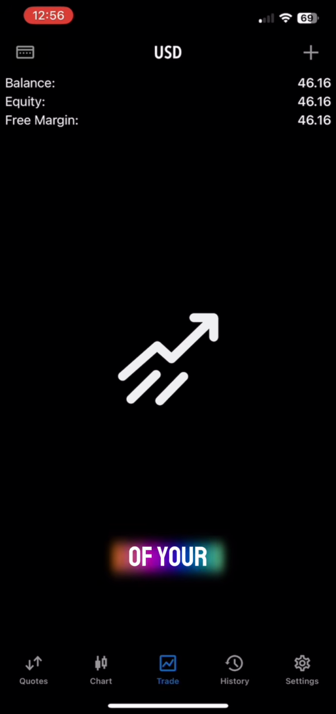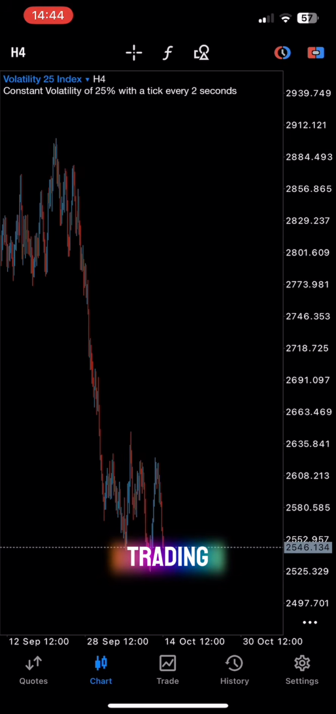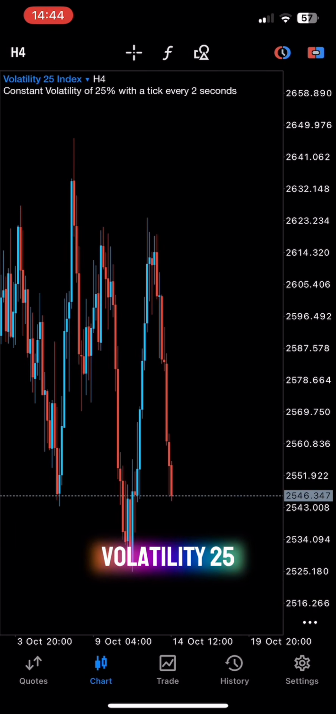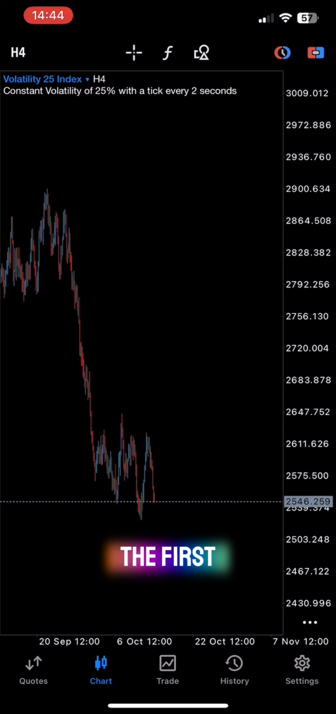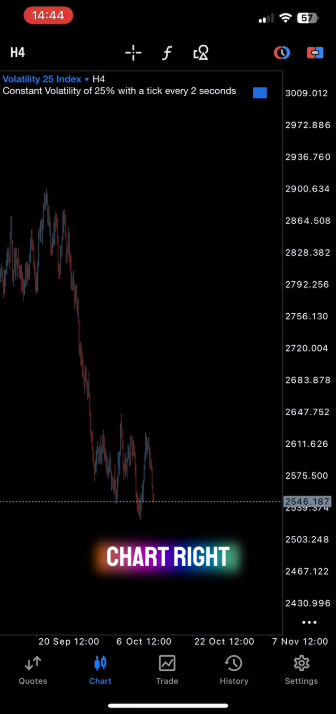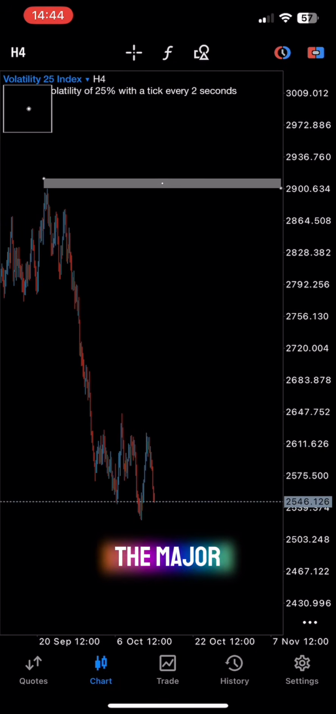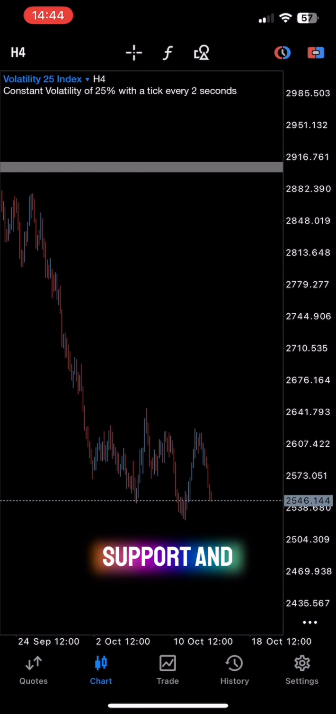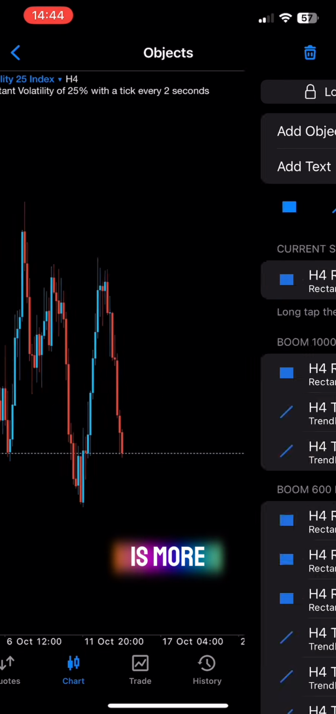So without wasting much of your time, let's jump right into it. So to kickstart my trading, I started off with volatility 25 index. In the volatility 25 index, the first thing that you need to do is have a clear chart, right? After having a clear chart, you then draw the lines of confluence, that is the major resistance, the major support, and then I identified a pattern that is more like a head and shoulders.